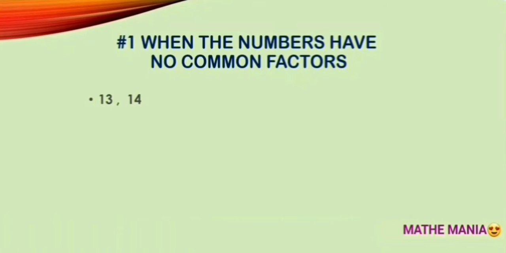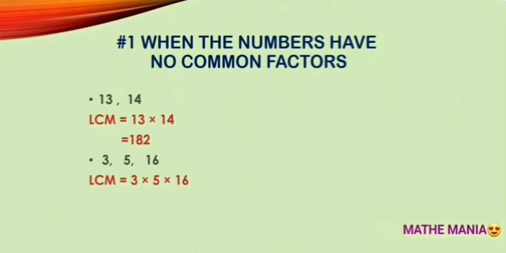So let us take one example, 13 and 14. As they don't have any common factors, the LCM will simply be the product of the two numbers, that is equal to 182. This method can be used for any number of terms, like for three numbers also, 3, 5, 16. No two of them have a common factor, so again the LCM will be the product of these three numbers, that comes out to be 240.